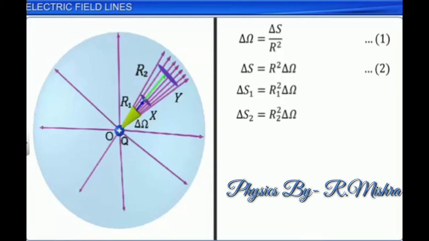The number of field lines, say n, passing normal to delta S1 and delta S2 is also the same. The number of field lines passing normal to a unit area is equal to the electric field strength E.